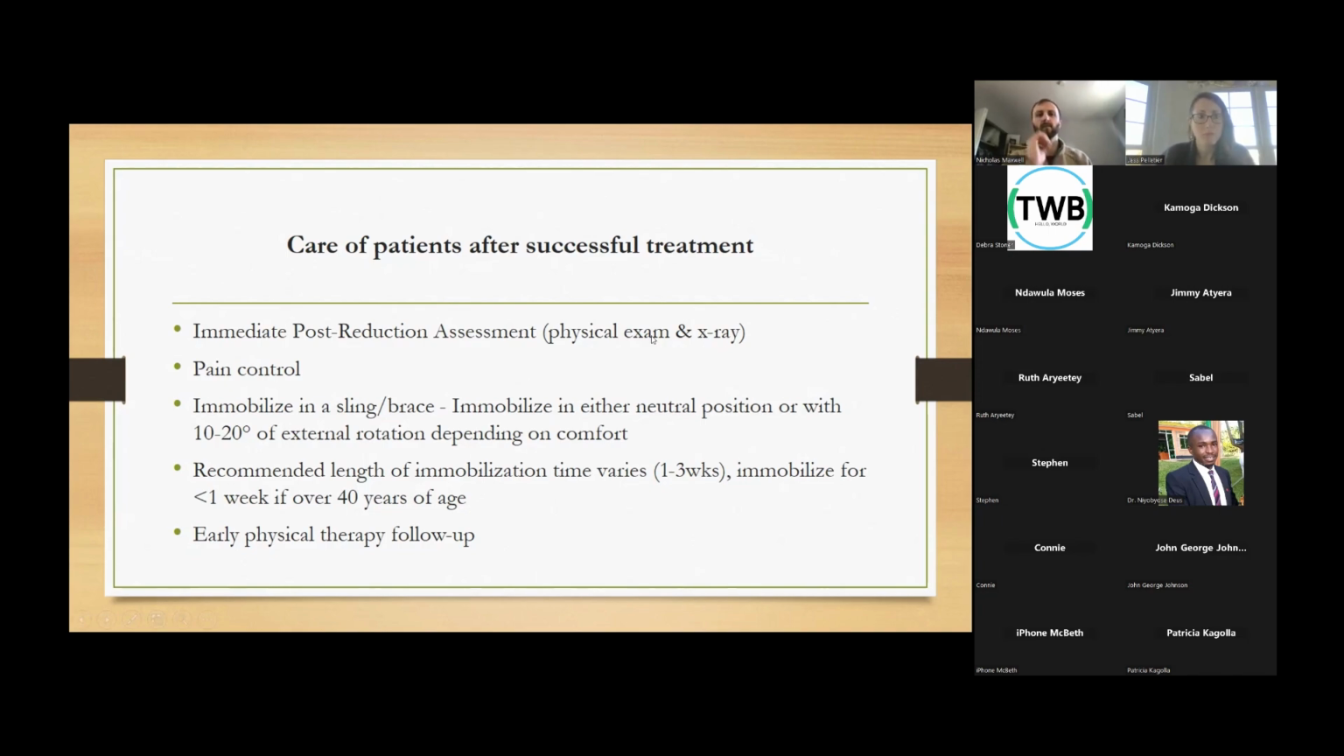Doing a check X-ray would just really confirm that the reduction has been effective, but almost always, after reduction, you would know that the humerus has fallen back into position, so you probably won't need to do any further imaging at this point. But if you aren't sure about your reduction, then you could obtain a check X-ray just to confirm that the humerus is back into position.